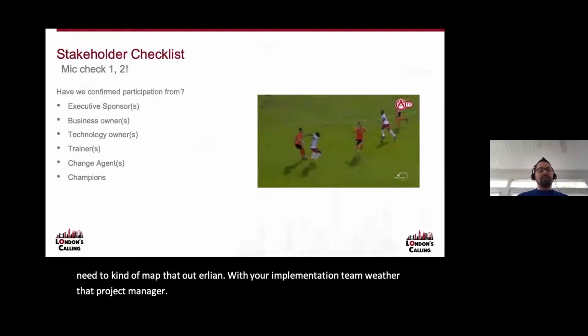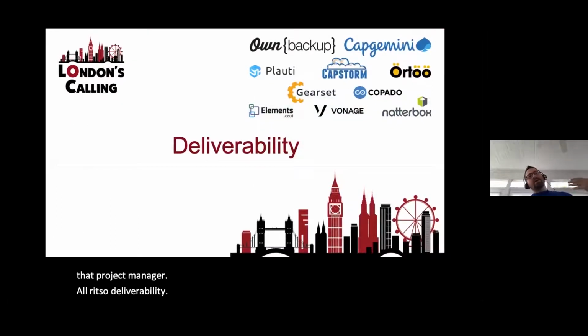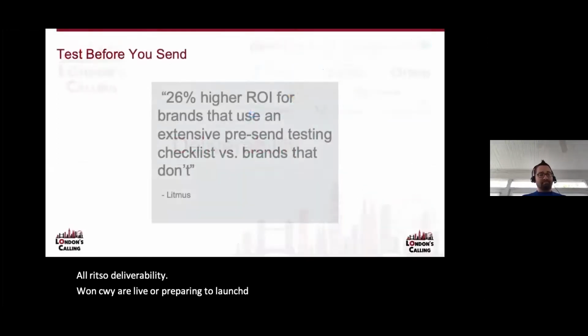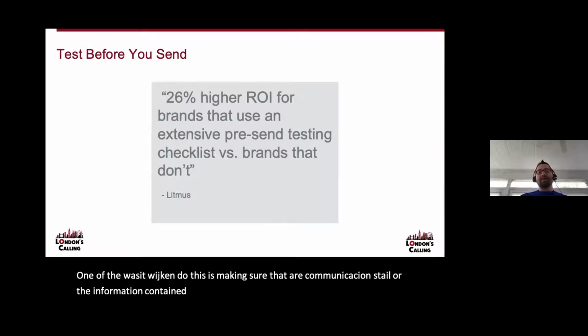All right, so deliverability. Once we are live or preparing to launch, we want to make sure that the messages get to where they belong and stay there. So one of the ways that we can do this is making sure that our communication style or the information contained in our messaging is accurate, relevant, and doesn't carry any unnecessary extra weight or just noise.